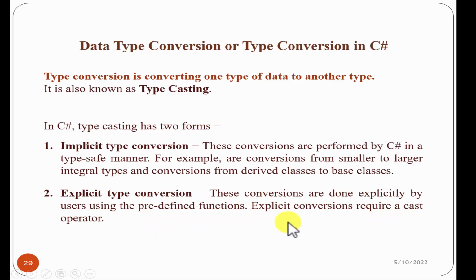So there is a cast operator. We will understand the cast operator. It is not a keyword in C sharp; we just use a data type inside small braces, and it becomes a cast operator.